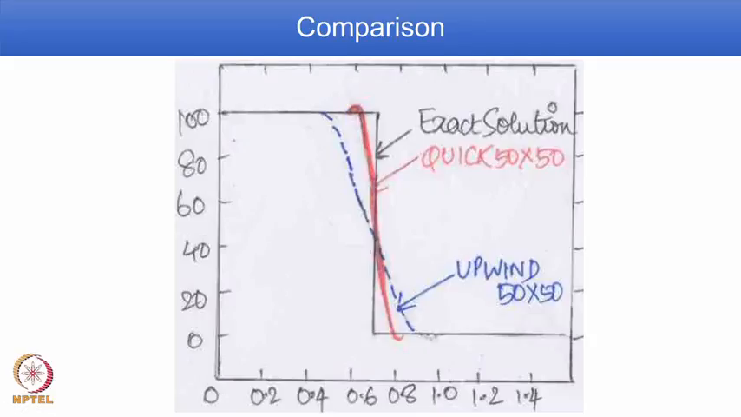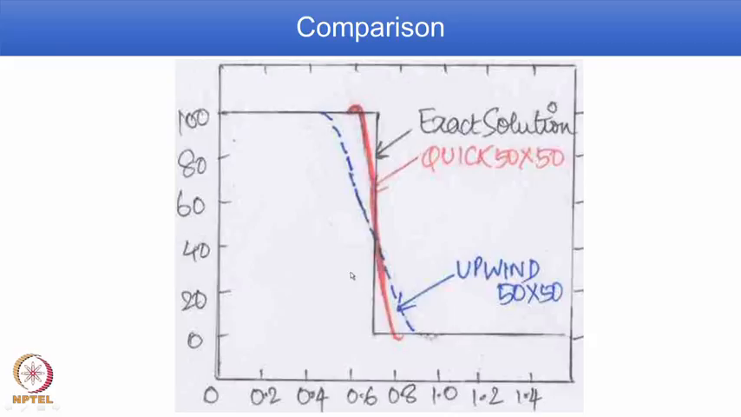So, the numerical viscosity or false diffusion ensures a smooth solution, but it does not capture accurately the peak or the maximum value, whereas a QUICK procedure for the same mesh size gets a solution very near to the actual solution. At the same time, it results in what is known as overshoots as well as undershoots.